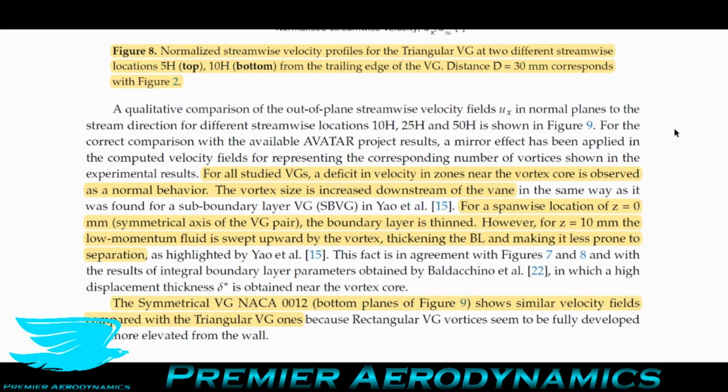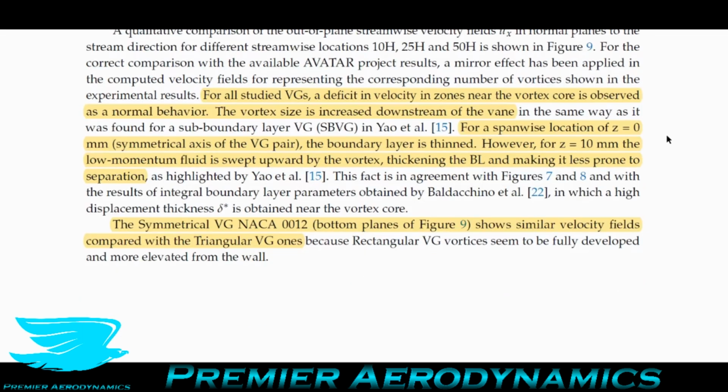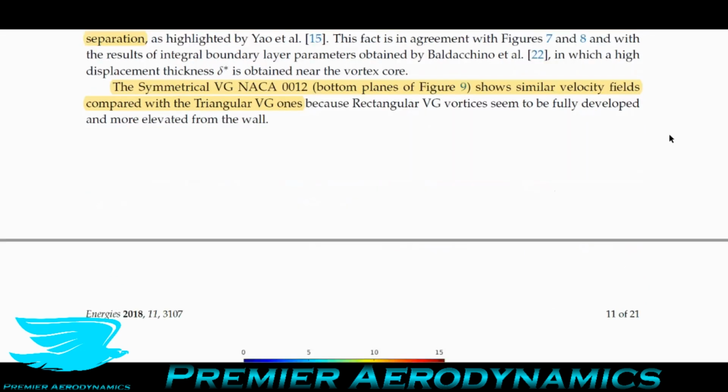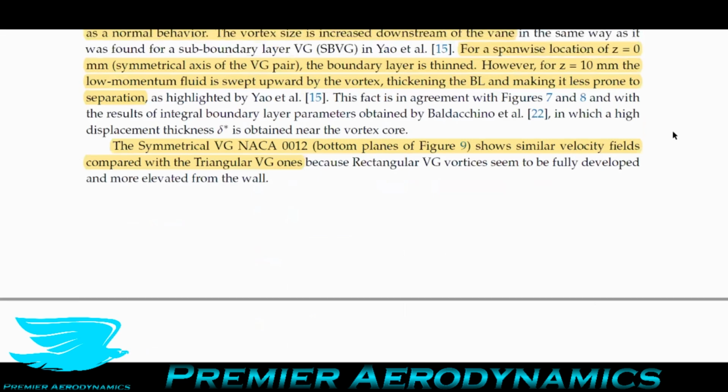They say for a span-wise location of z equals 0, the boundary layer is thinned, but for a span-wise location of z equals 10 millimeters, the low momentum fluid is swept upwards by the vortex, thickening the boundary layer and making it less prone to separation. They say that the symmetrical vortex generator of the NACA 0012 show similar velocity profiles compared with the triangular vortex generator ones. So again, as I mentioned, I haven't seen an NACA 0012 vortex generator before, and it just shows you how many different geometries you can come up with.